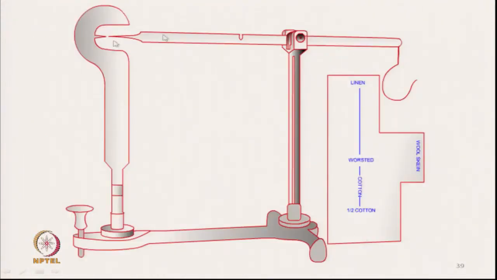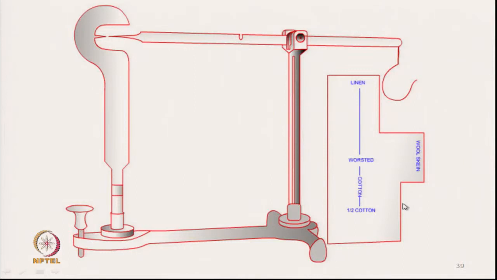Now, this is the larger view where the balance and datum line are shown, and a separate template will be given. This template shows that you have to cut the fabric to that length, a small piece of fabric. This longer length we can use for cotton or linen, this one we can use for worsted or half cotton, and this one is for cotton or woolen system. And this is for the half cotton system.